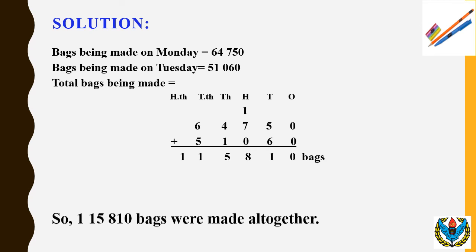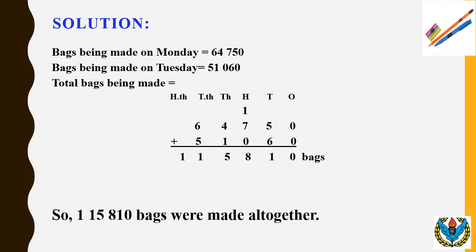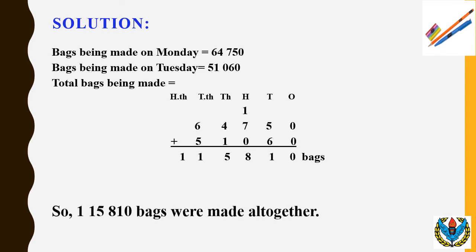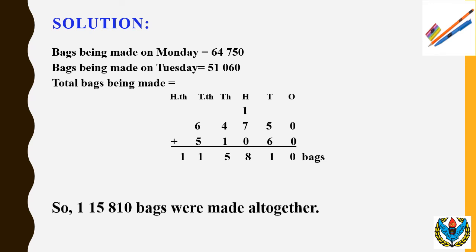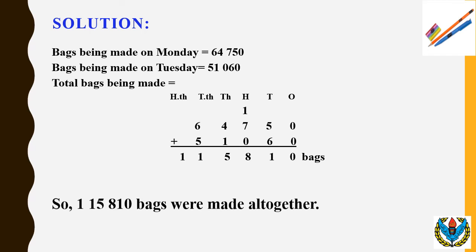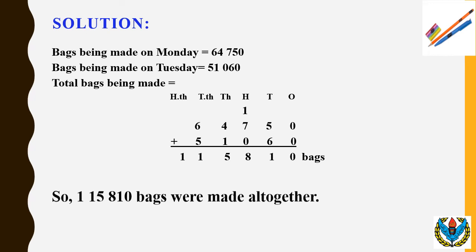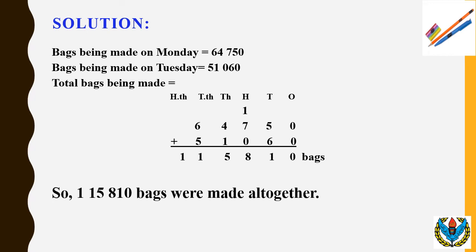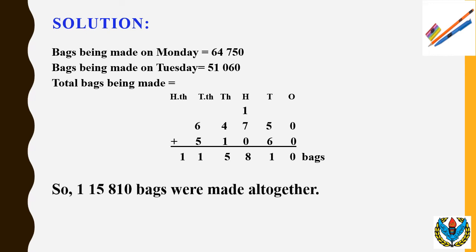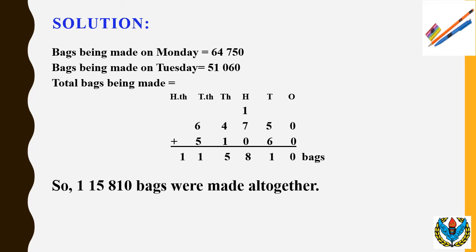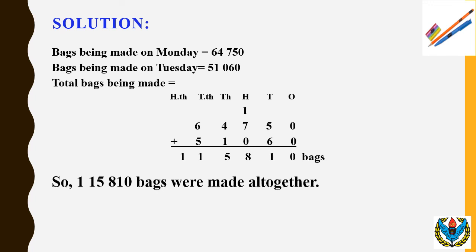And then in the 10,000s place, the numbers are 6 and 5, and by adding them, 6 plus 5 is equal to 11. We will write the 1 of the 11 in the 10,000s place, and the other 1 in the 100,000s place. So our answer is 115,810. So 115,810 bags were made altogether.